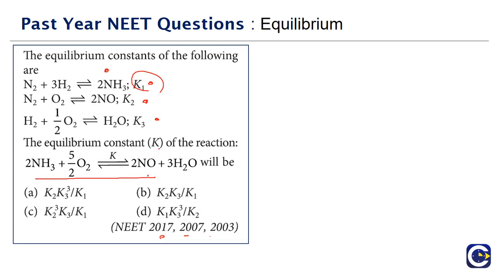2NH3 plus 5/2 O2 gives rise to 2NO plus 3H2O. For this, the equilibrium constant is expressed as K. Now we have to tell what is the value of K in terms of K1, K2 and K3. But before we go to the question, we need to understand how the equilibrium constants are related.